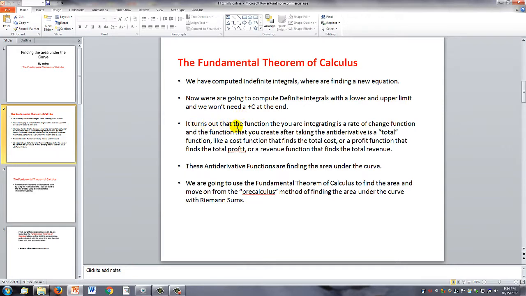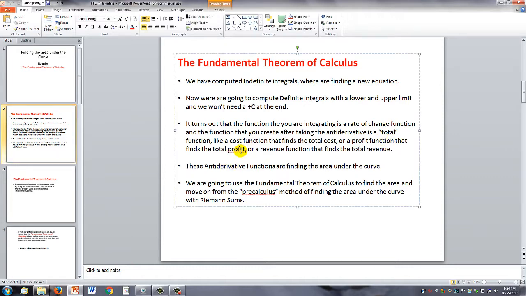It turns out that the function that you're integrating is a rate of change function, and the function that you create after taking the antiderivative is a total function, like a cost function that finds the total cost when you know the number of items, or a profit function that finds the total profit when you know the number of items, or a revenue function that finds the total revenue when you know the price. And so with these antiderivative functions, what you're doing is finding the area under the rate of change curve.